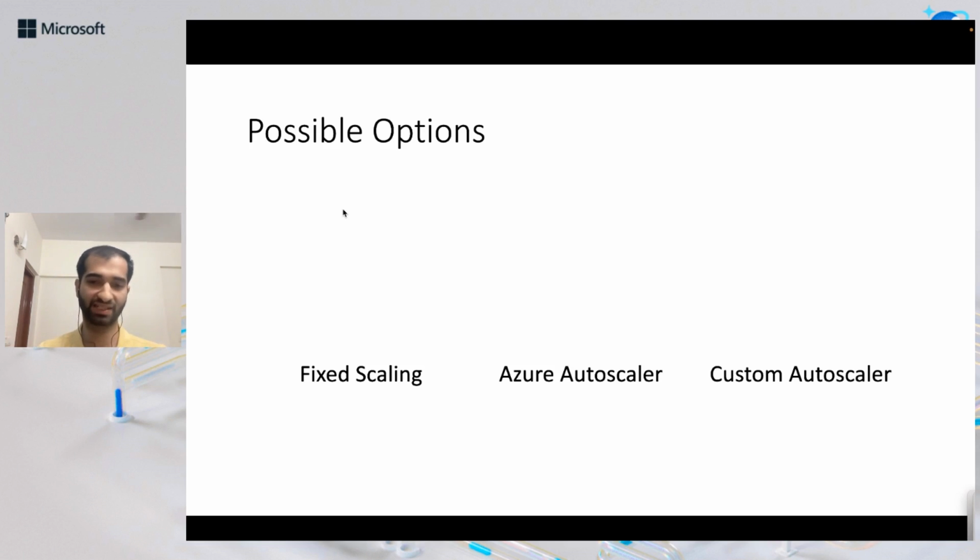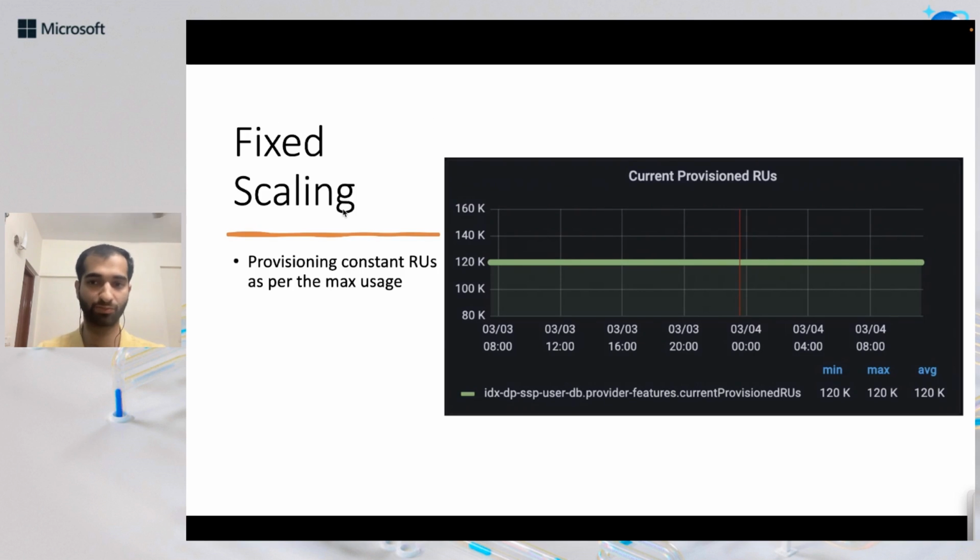The thing with the Azure Autoscaler is that when we actually started using Cosmos, way back in 2018, it was not even available as an offering. Therefore we had no choice but to build a custom autoscaler. Now we are going to see how the custom autoscaler is functioning. Has it stood the test of time? Should we now switch to the Azure Autoscaler, or does the custom autoscaler still have some niche advantages? So let's move forward.